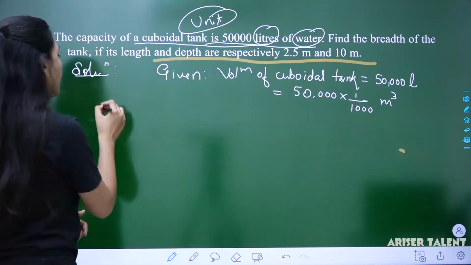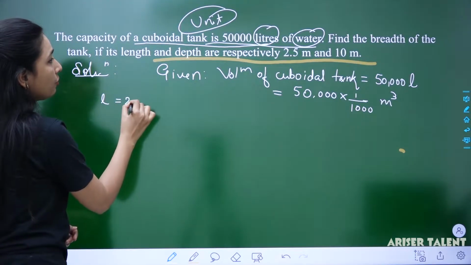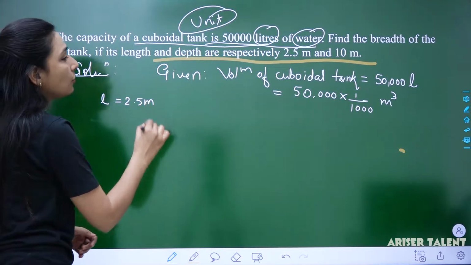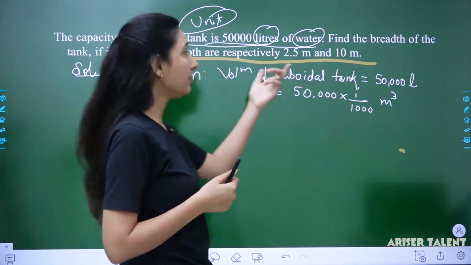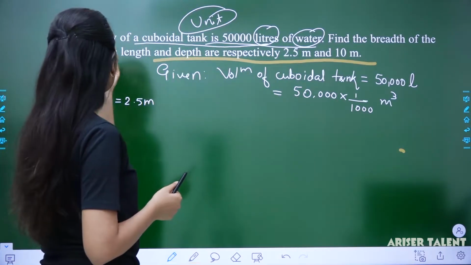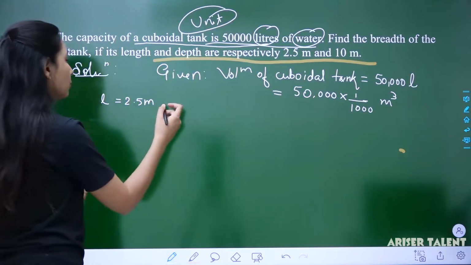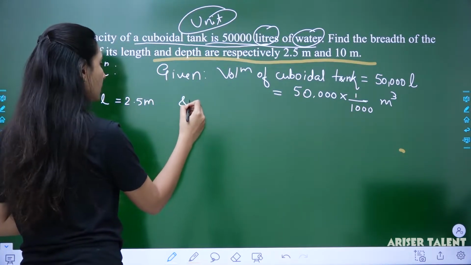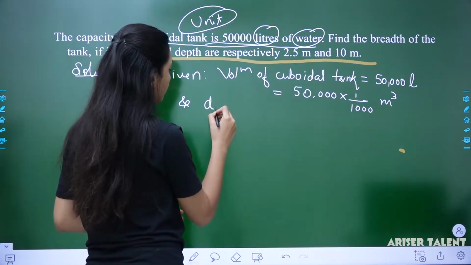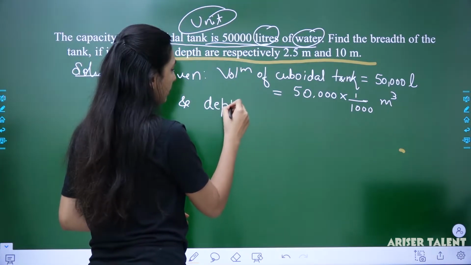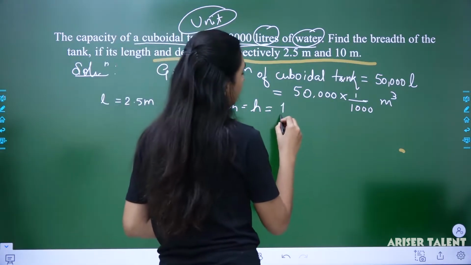Correct? Now we are also given the length, which is 2.5 meter. Now it's clear to you why I've converted this volume also into meter cube, because we are given the depth and the length in meters. So L is equal to 2.5 meter and depth, in our formula we'll take it as H equal to 10 meters.